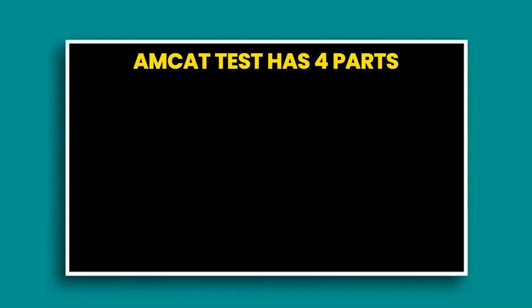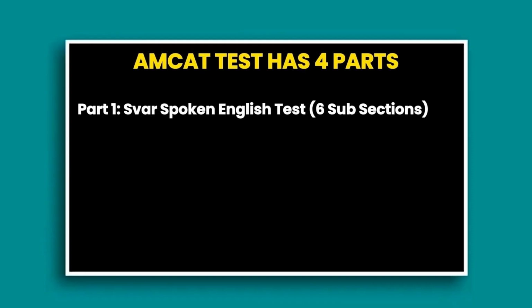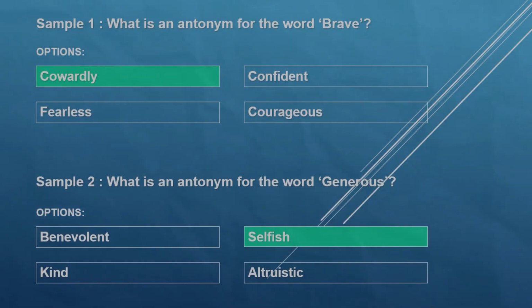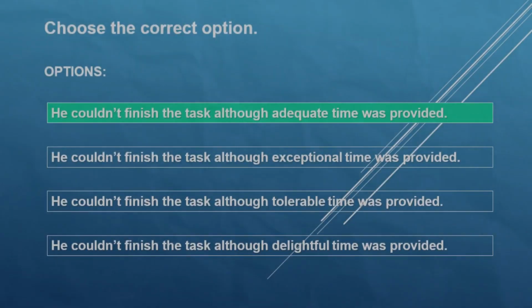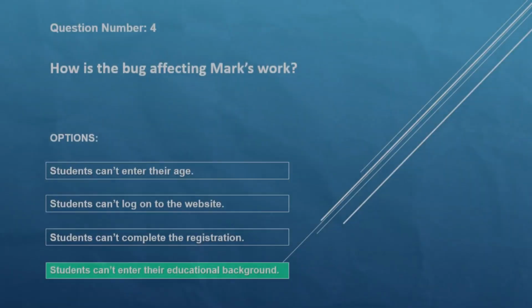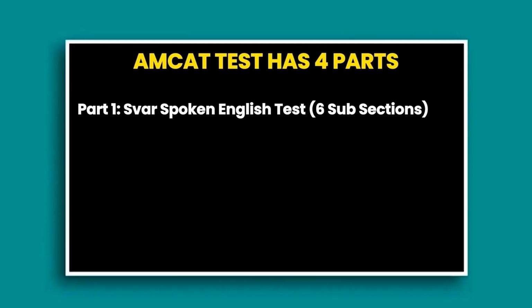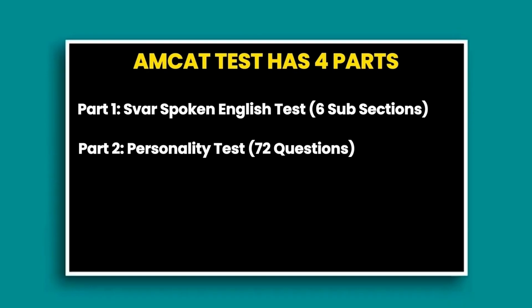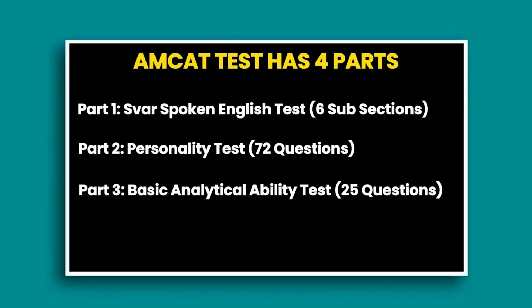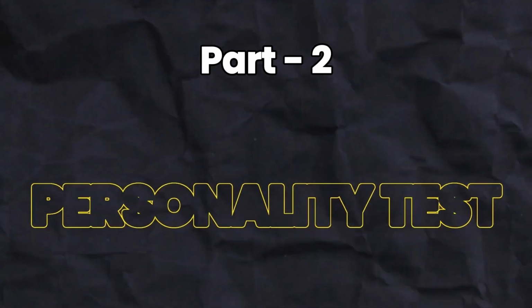Let's get started. As I told you in my previous video, this test has 4 parts. Part 1, SWAR Spoken English Test, which has 6 subsections. And we have already covered everything you need to know about this part in my previous video. In this video, we'll cover briefing for the remaining 3 rounds, which are Part 2, Personality Test, Part 3, Basic Analytical Ability Test, and Part 4, Typing Test. Let's begin and move on to Part 2, Personality Test.